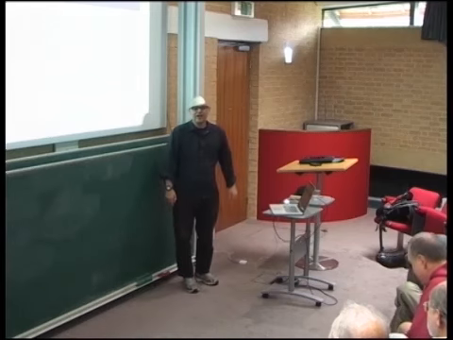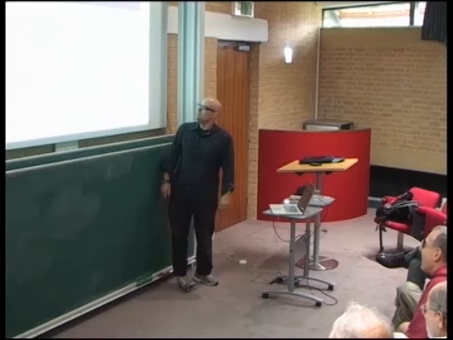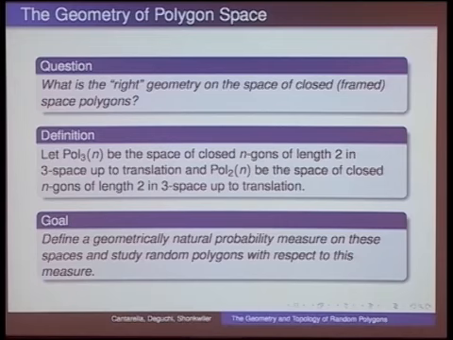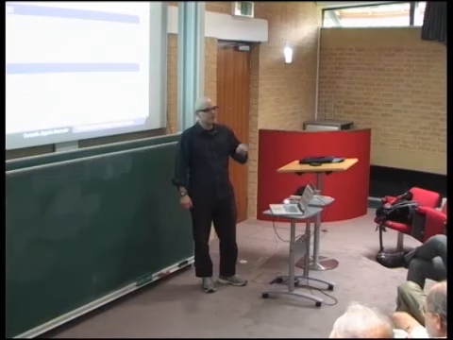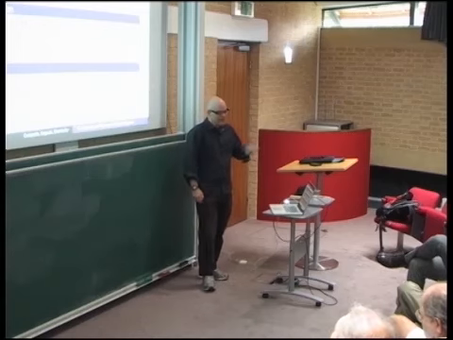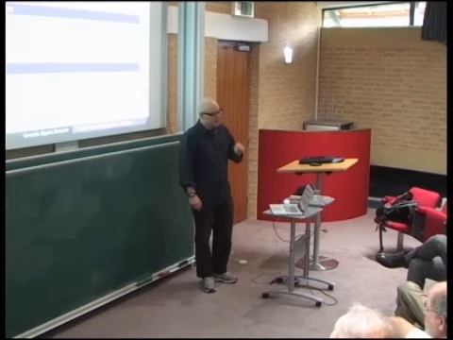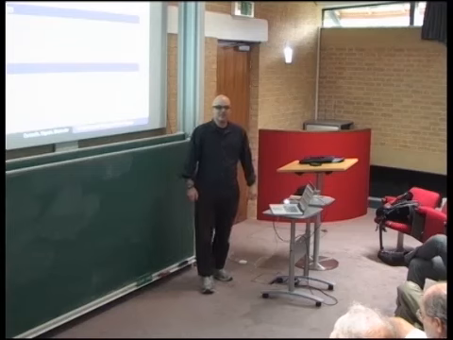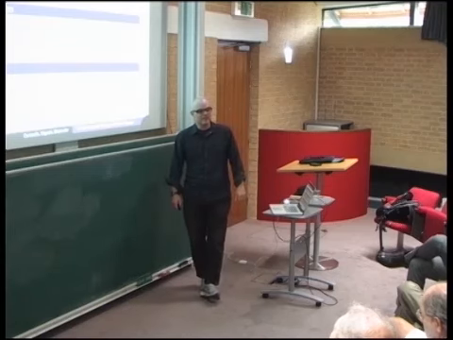So the idea here is the following, right? I want to think about closed space polygons, and this is going to be, in a science context, some model for like a polymer in solution, or something like that, a random filament. And the question is, for me at least, what's the geometry of the space of polygons? What's the meaningful geometry on this entire space?